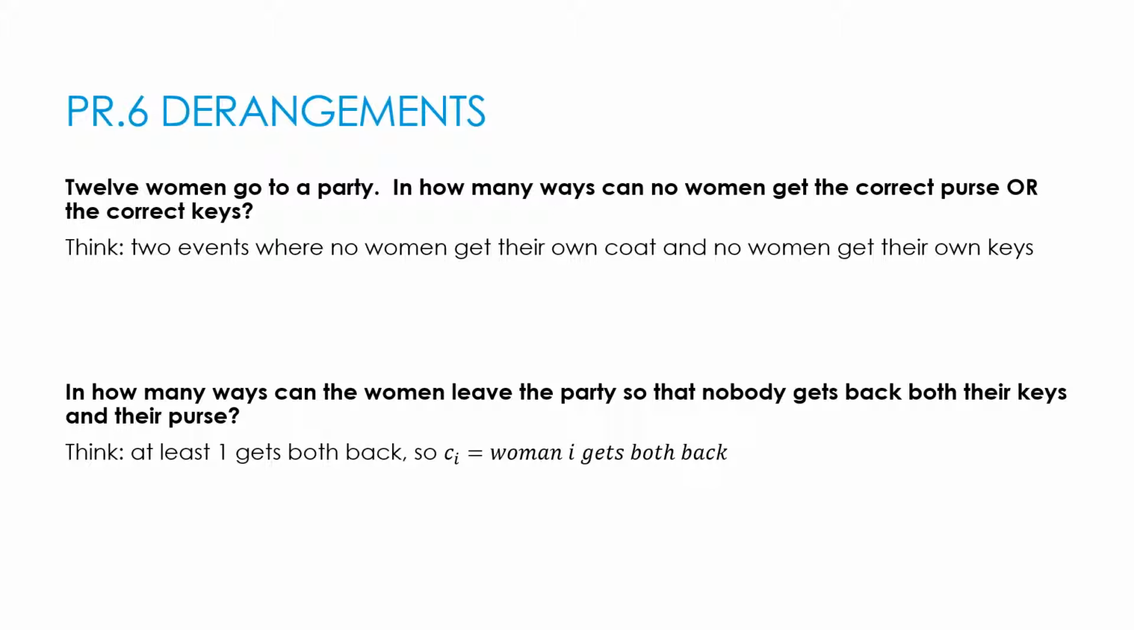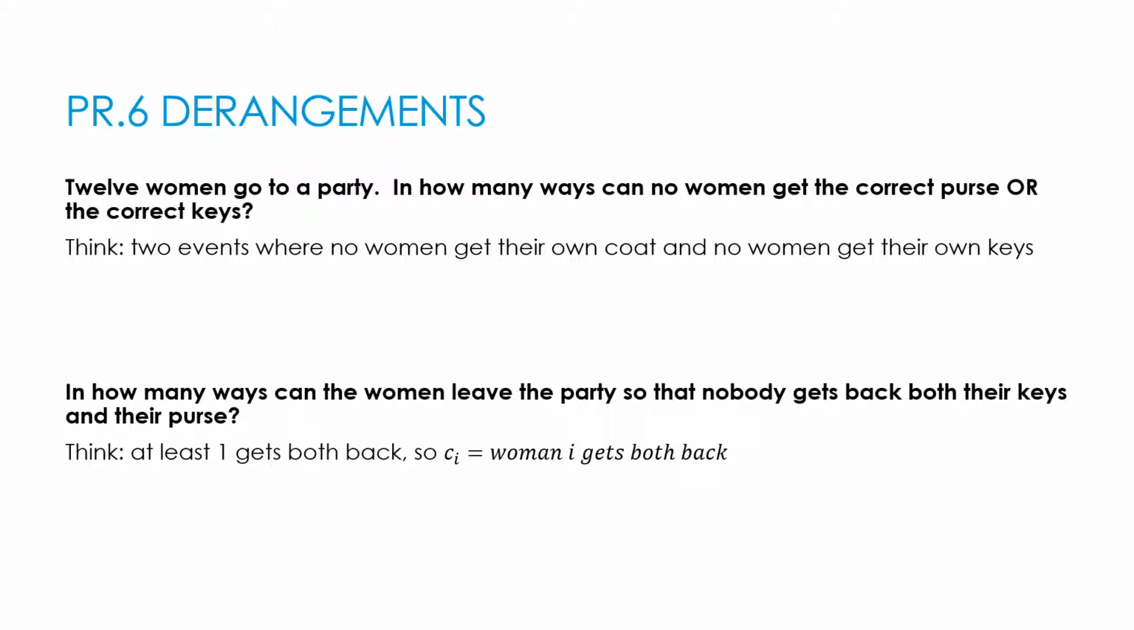So first question. The essential question for both of these is that you have 12 women going to a party. They're turning in both their purse and their keys separately. And the first question I'm asking, in how many ways, so again, we're not talking probability, but in how many ways can no woman get the correct purse or the correct keys? Which means it could be they get one but not the other, etc.